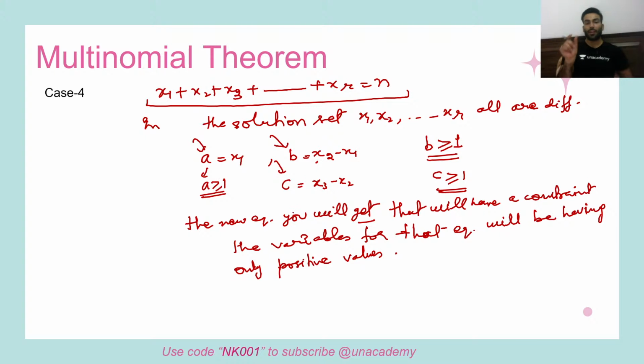Why? Because those variables are basically the differences between two variables. If any difference becomes 0, what does that mean? That means you are making these two variables equal. I hope you understood it.